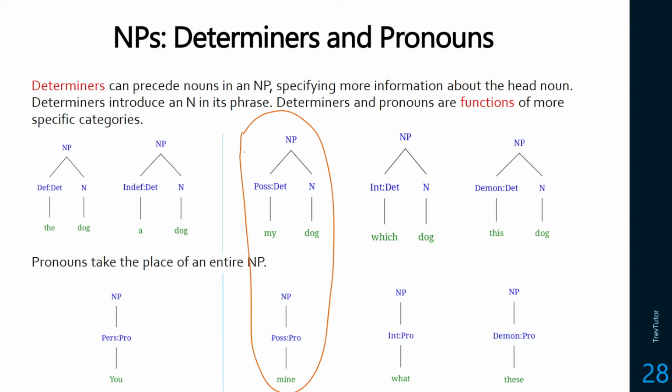For my dog versus mine, my and mine are both possessives, but my dog is the head noun there. And my is introducing that. It's specifying more information, so it's acting as what's called a determiner, DET. But in the case of mine, it's replacing the entire noun phrase. The actual noun itself is not being specified. So it's a possessive acting as a pronoun. We'll see this as we go on, but I just want to highlight those differences here.